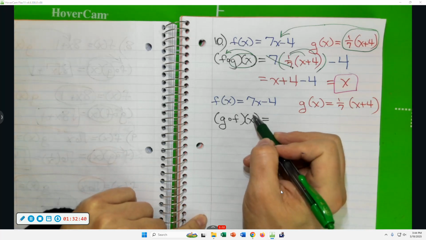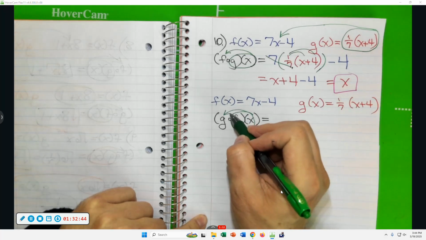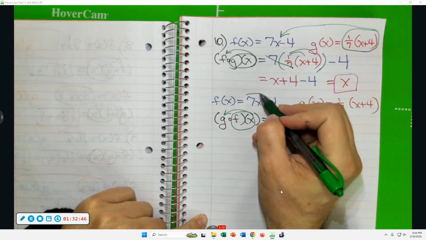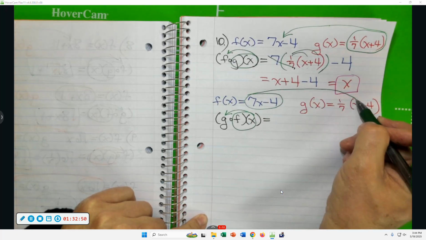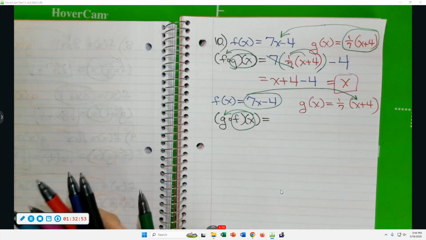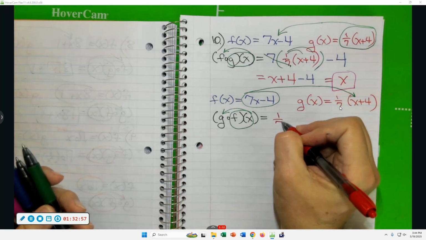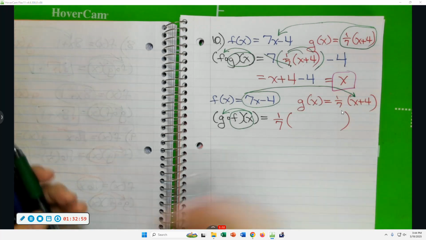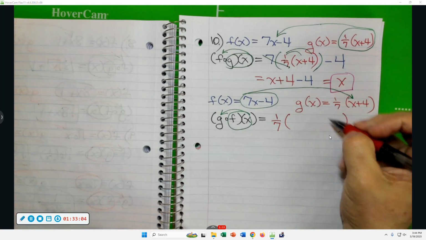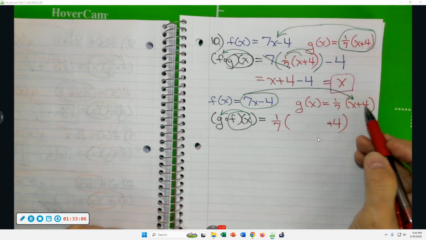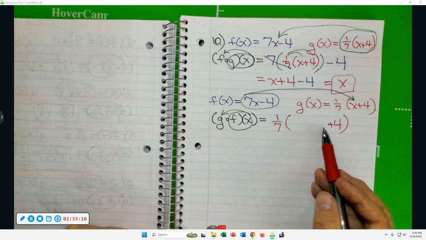This is saying take f of x and plug it into g. So here we're going to take f of x and plug it in over here into g. So we have a 1/7. Why don't you go write the plus 4? Yeah, I have a plus 4 stuck on there. It's inside the parentheses, you see. But what am I going to write here in front of that plus 4?